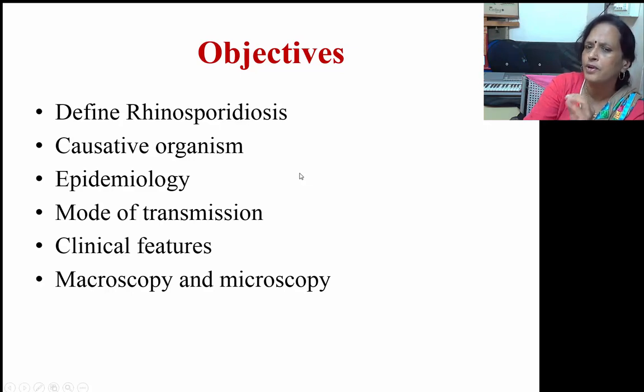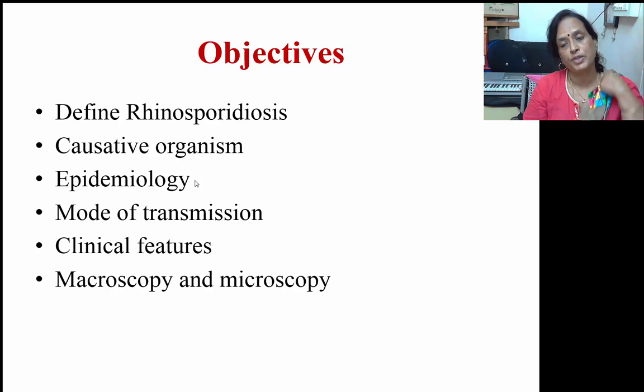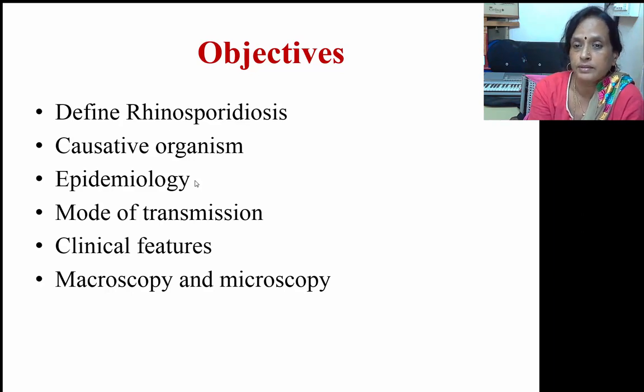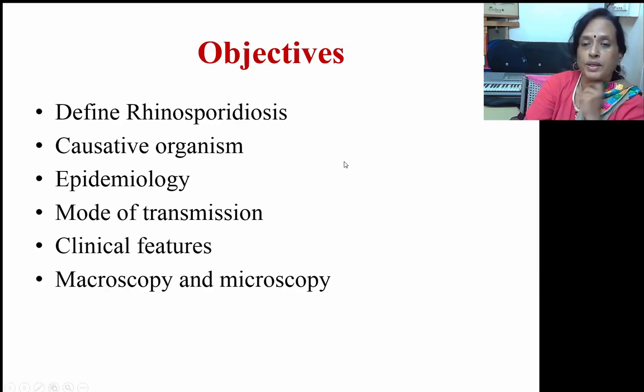Yes. So the objectives of today's session or class: I'm going to define rhinosporidiosis, tell you what the causative organism is, what causes rhinosporidiosis, and where we find this disease, how man gets infected, that is the mode of transmission, then how we identify this, that is the clinical features, and then how this disease appears grossly and how it appears microscopically. So we are going to show you the slides once you come back. Then later on, in another session, you have to write down this microscopic diagram also.